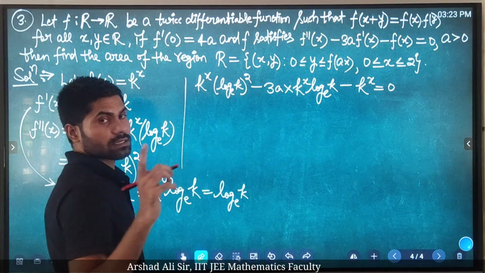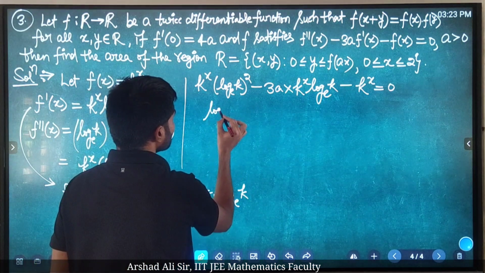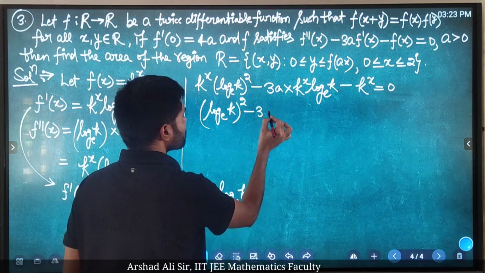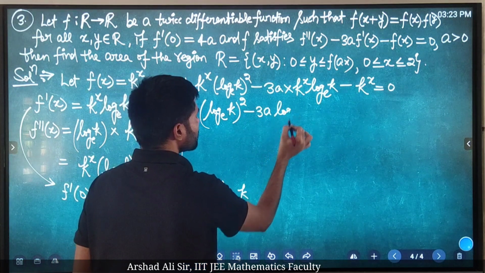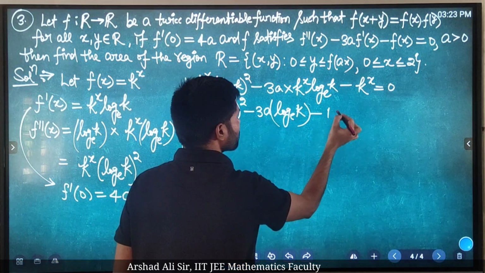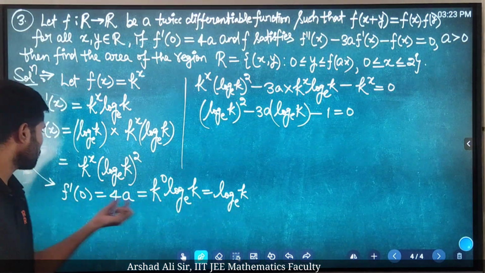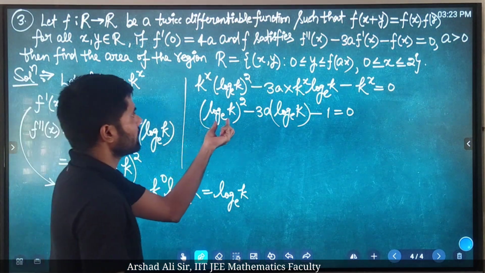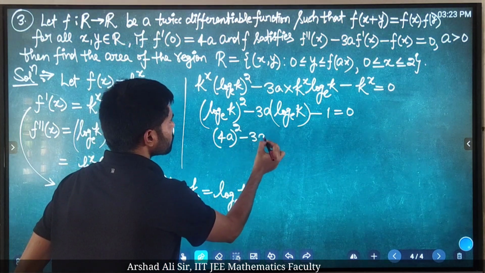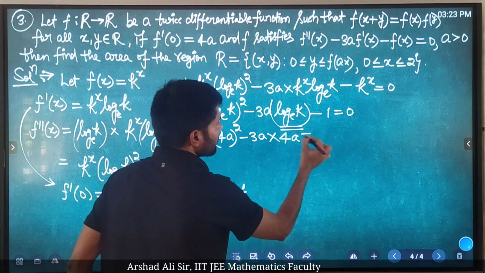And k to the power x, remember one thing, this one is a non-zero number. So here we will get (logarithmic e k) whole square minus 3 times of a, here logarithmic e base k, and minus 1 is equal to 0. Logarithmic e base k, we know this quantity is equal to 4 times of a. So we can put here (4a) whole square minus 3 times of a. This value is equal to 4a minus 1, we can write plus 1.